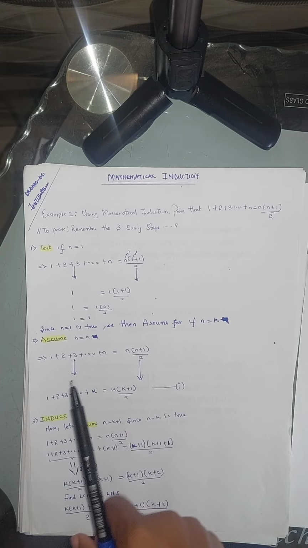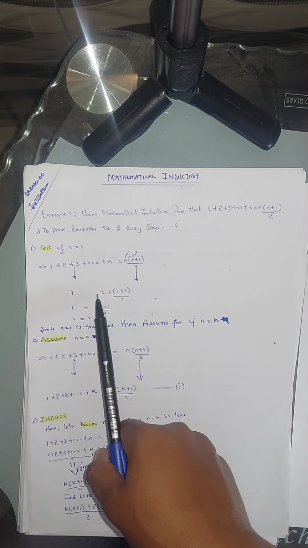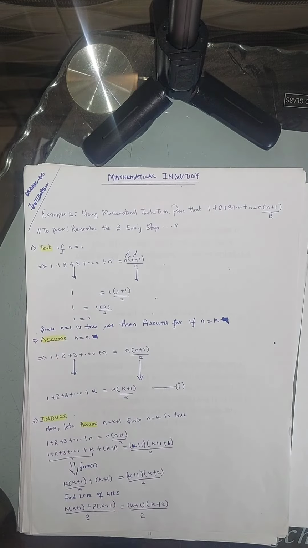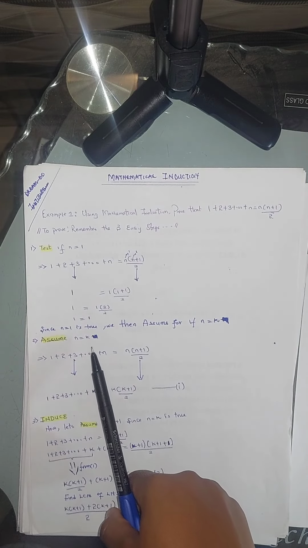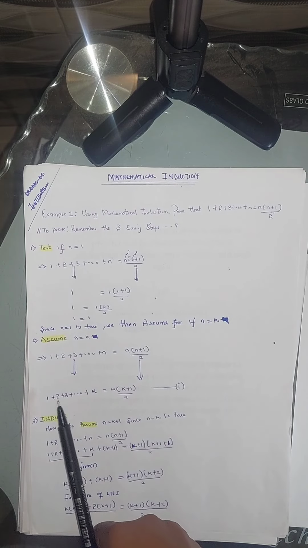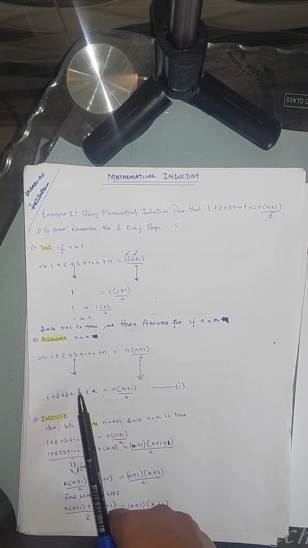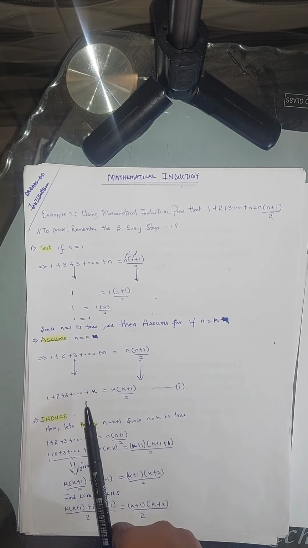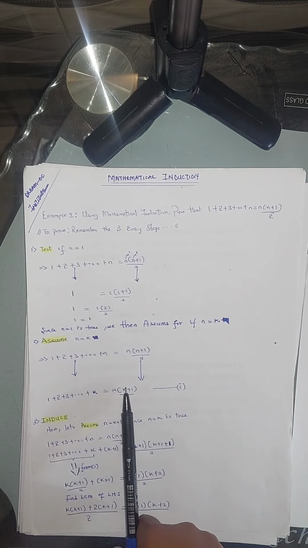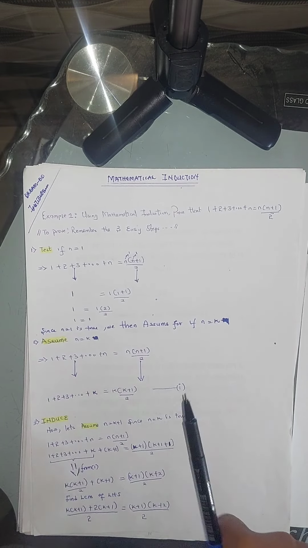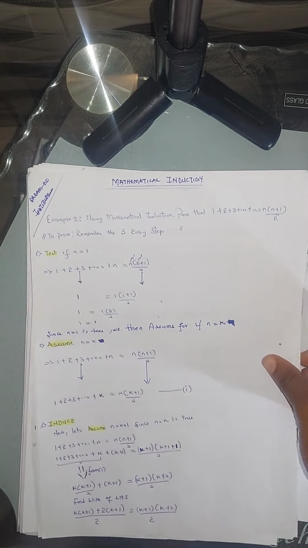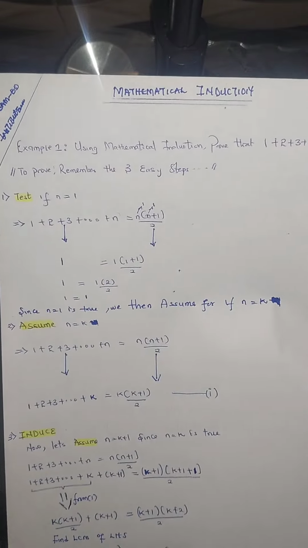So as I was saying, after you test for if n equals 1, you assume when n equals k. Now if n equals k, it means anywhere I see n, I put k. So then here I'll have 1 plus 2 plus 3 plus up to k. Then here, instead of n, I have k plus 1 over 2. Now I can name this anything I like. Now I'm naming it equation 1. Can you see? Equation 1.